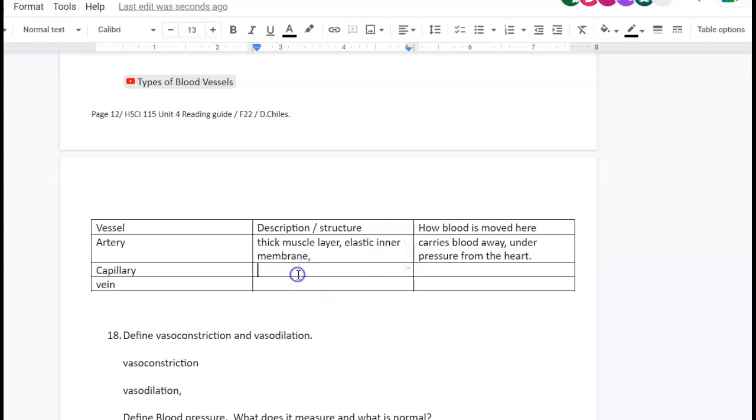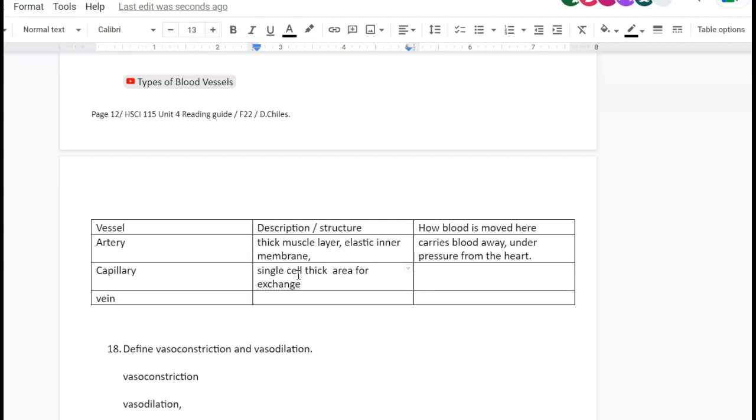Then we get to capillaries, and capillaries are a single cell thick. Very important because this is the area of transport, of exchange, that's a good word. If you're too thick, you can't do anything. The arteries and the veins are just there to get everything to the place. Then how is the blood moved through the capillary? It slows down as the blood pressure drops.